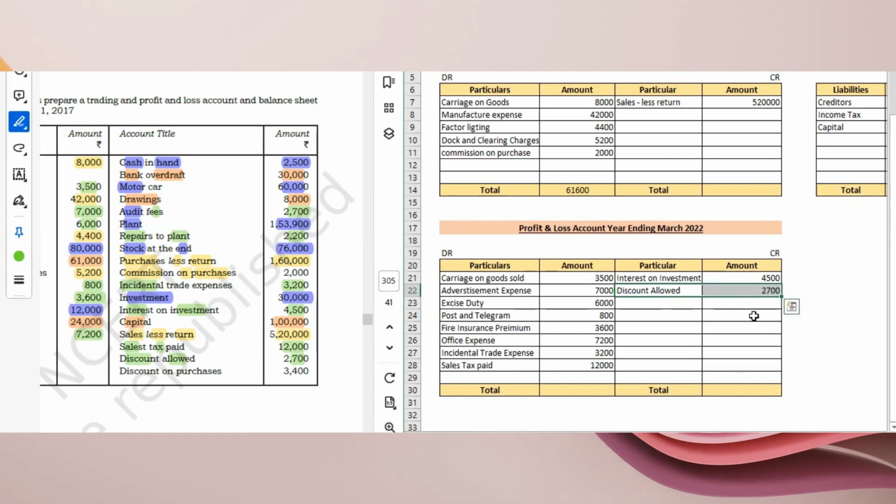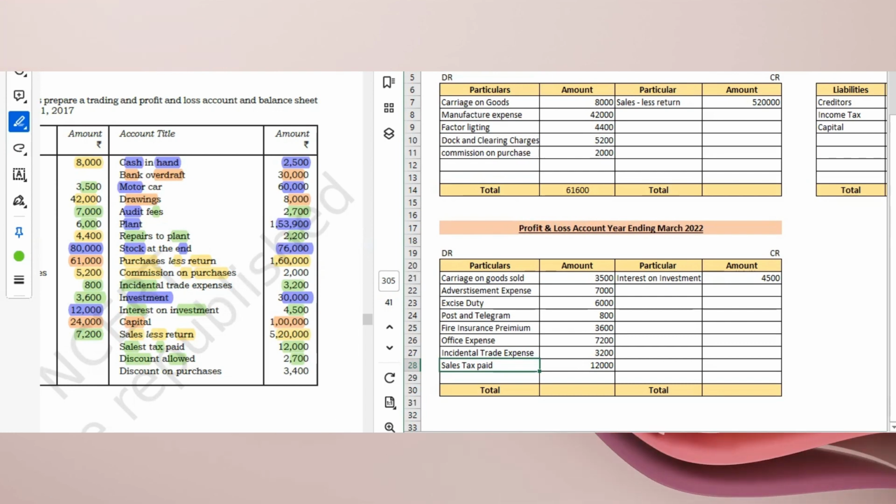Discount allowed, we will discuss. I'll give you the complete scenario on discount allowed. So next is discount, and we'll discuss discount on purchases. You are making some purchases and getting a discount on them. Say you are paying 15,000 rupees, and your vendor is giving you a 3,400 discount. So it is a profit to you, right?